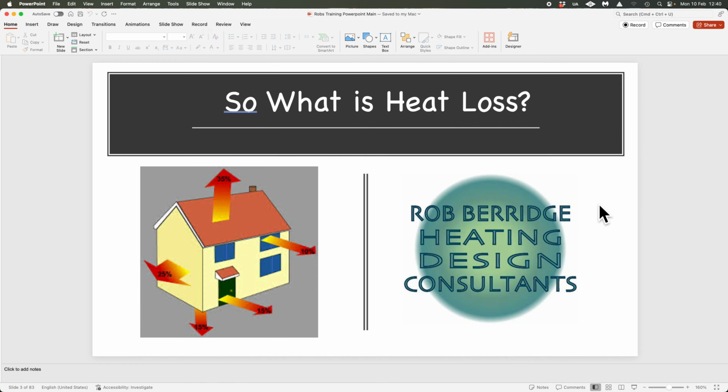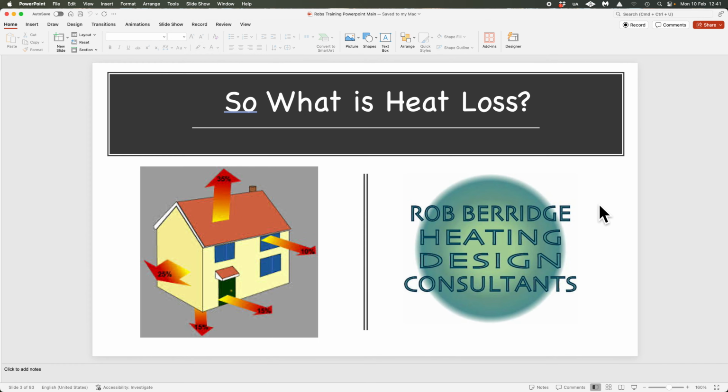So, first of all, we need to understand what is heat loss. What is heat loss and what are we trying to do? Well, heat loss is the energy that is lost through a building fabric in real time, depending on what the outside temperature is doing. So the more heat loss you have, the less resistance you have within your building materials and your building fabric. So it's our job to try and calculate those out.